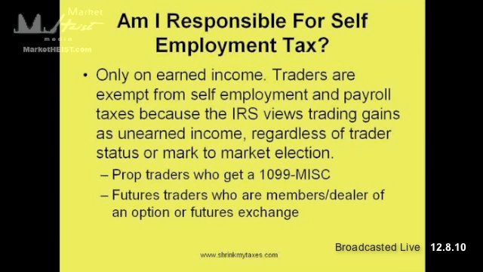The two exceptions there are prop traders who get a 1099 miscellaneous. So if you work in a prop firm and they actually issue you a 1099 miscellaneous form in January, then you are going to be responsible for self-employment taxes. Or if you're a futures trader and are a member of a dealer or a member of an options or futures exchange, then you will be responsible in the IRS's eyes for self-employment taxes.